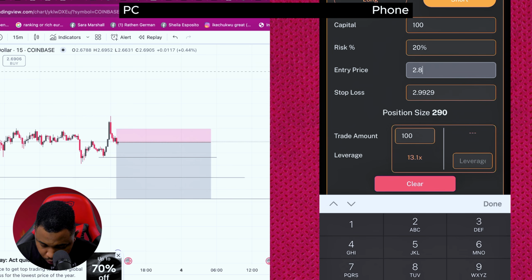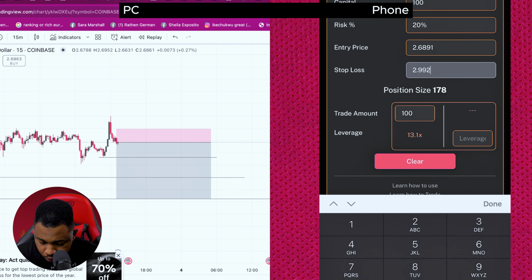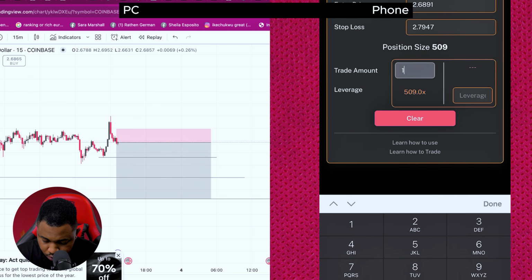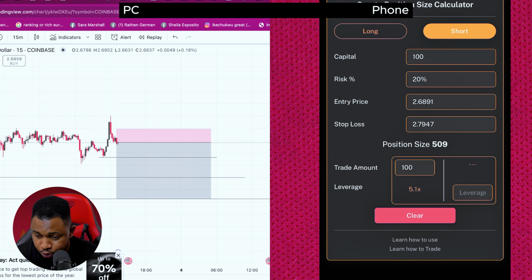So what is our stop loss? Our stop loss is above our entry. So what is our entry point? Our entry point is 2.6891. What is our stop loss? Our stop loss is 2.7947. How much do we want to enter this trade with? I want to enter this trade with $100. So you can see our leverage right here is 5.1x.